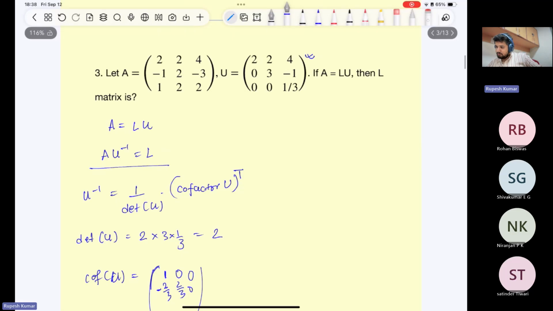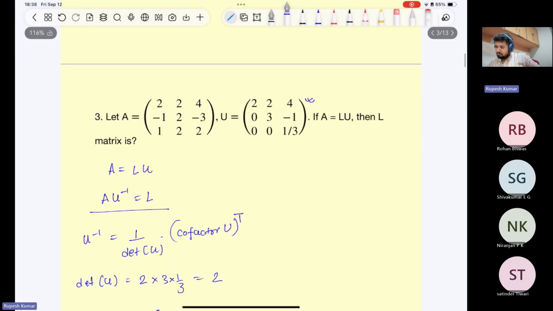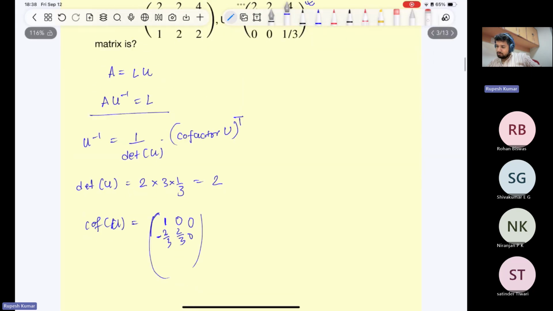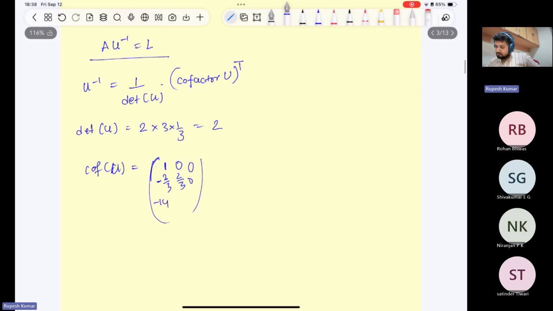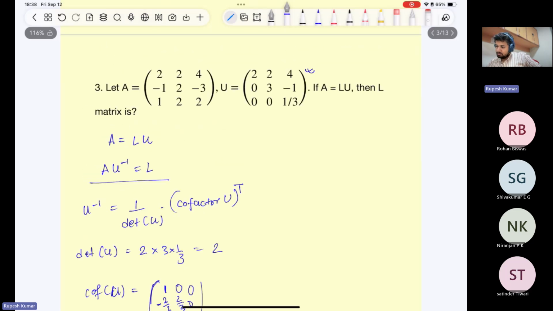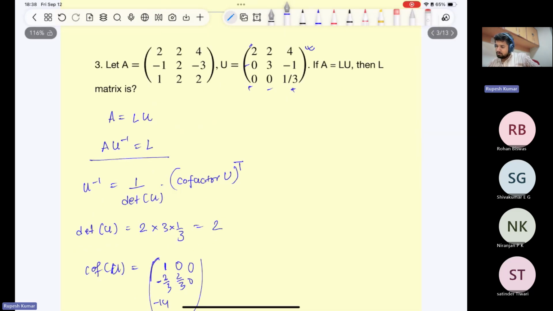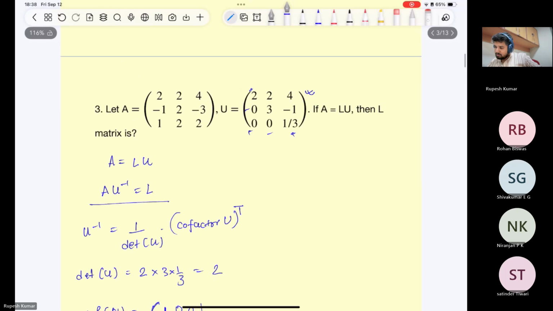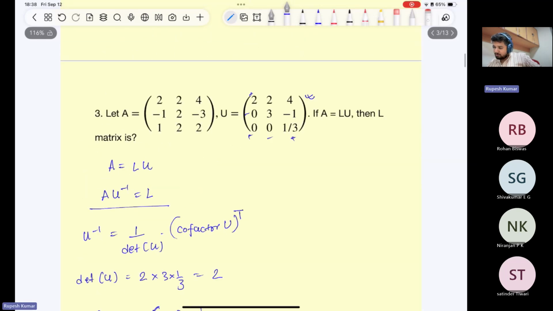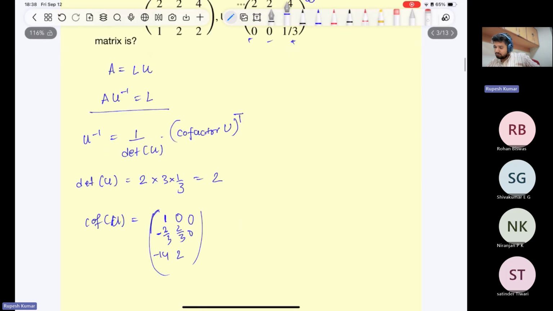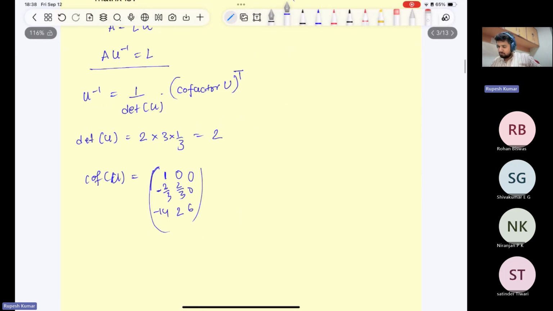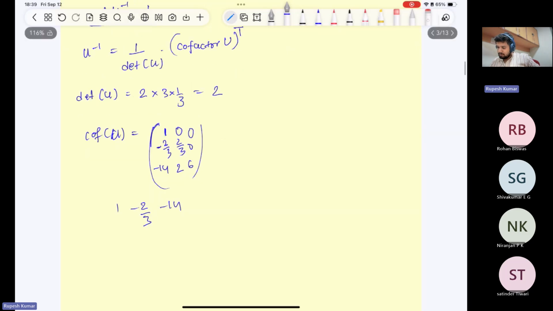Now for the last row, for the 0, you will get 2 into minus 1, minus 7 of 12, so basically minus 14. The signs alternate, plus minus plus. So this is 0. For 0, you get minus 2 and then plus 2 here. And finally, for the last part, you get 3 into 2, which is 6. Now you just have to take the transpose. You get 1, minus 2 by 3, minus 14, then 0, 2 by 3, 2.